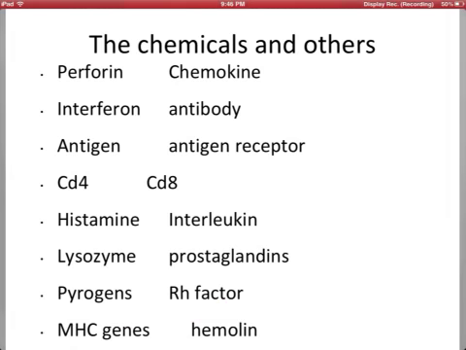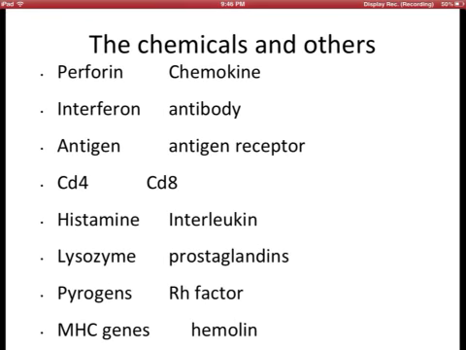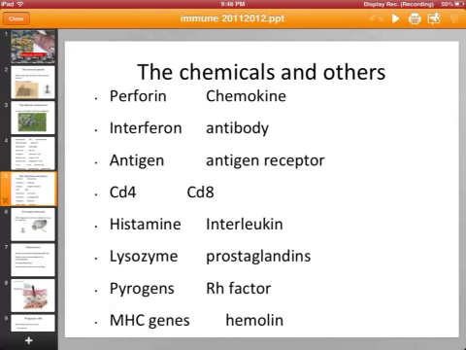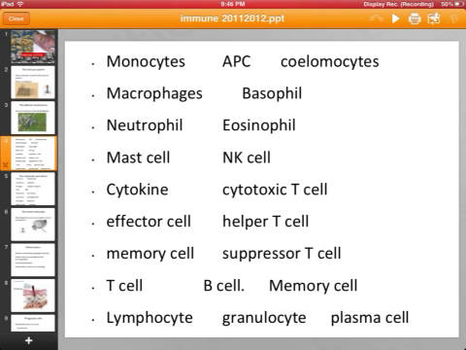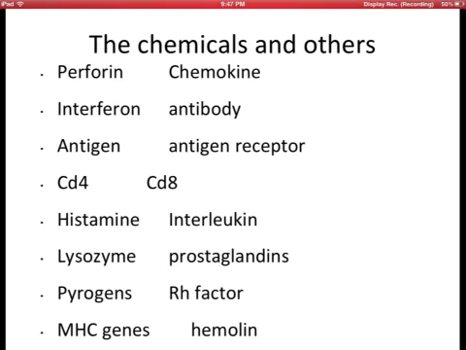MHC genes, this is the one responsible for the production of major histocompatibility complex or MHCs, MHC proteins. Para sa MHC proteins, they are the IDs. Okay? Hemolin, kung kanina merong coelomocytes na counterpart ng macrophages, ayun, we have hemolin.